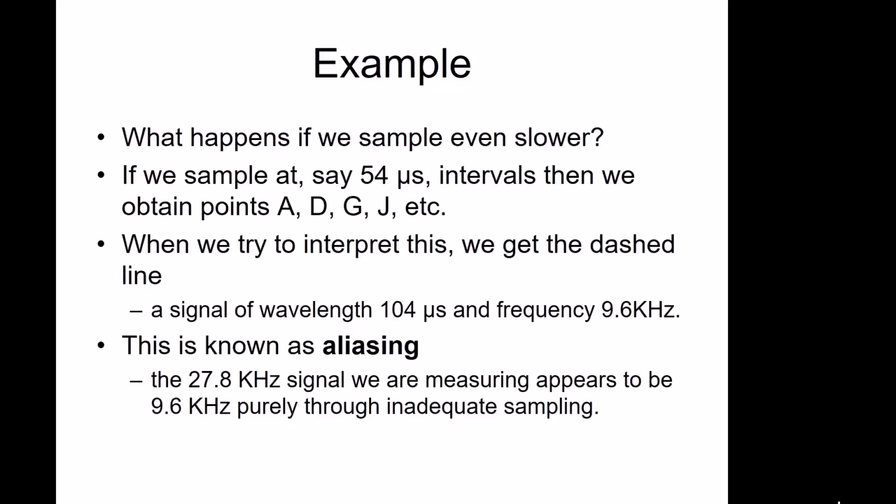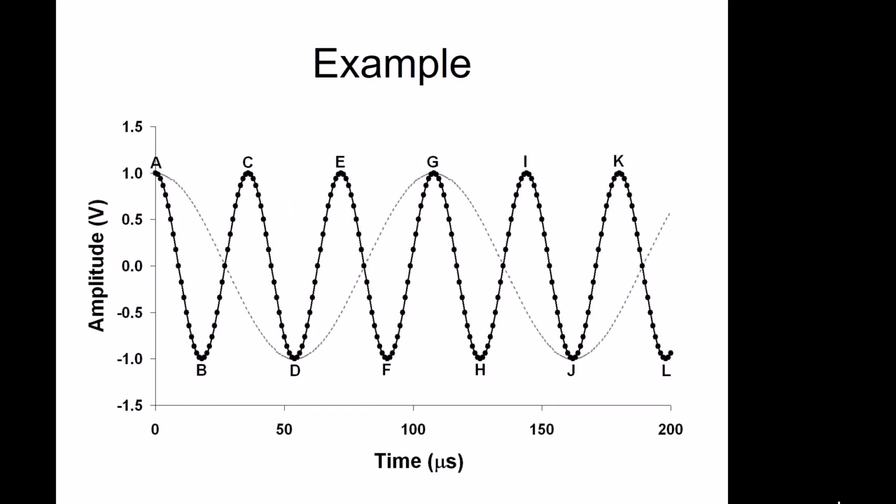We'll now reduce the sampling to an even slower rate. So if we sample at 54 microseconds, or take one sample every 54 microseconds, we'll get a point here, a point here, a point here, a point here. If we reconstruct that wave, it actually looks like this dotted line. So now you can see the frequency, or how we imagine that frequency to be, is a lot lower than the actual frequency coming in. So we've got a false representation of the actual signal.